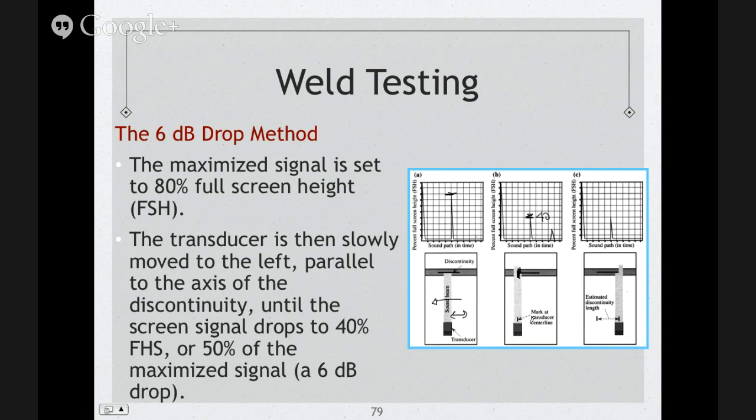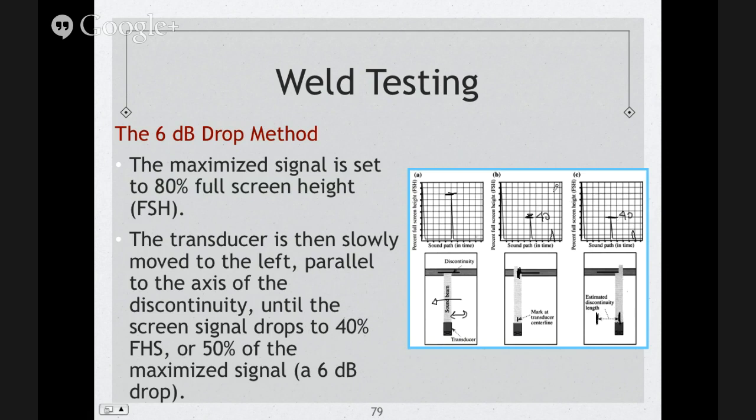Now you start scanning to the right again, and your amplitude will go high as you get to the center of your indication, because you have all the sound being reflected. As you keep going to the right, you're going to see the indication start going down, and you're going to start seeing the little back wall, right? But again, at the point where it drops to 40%, you mark that point, usually halfway into your transducer, and that's how you can map with a 6 dB drop, right?